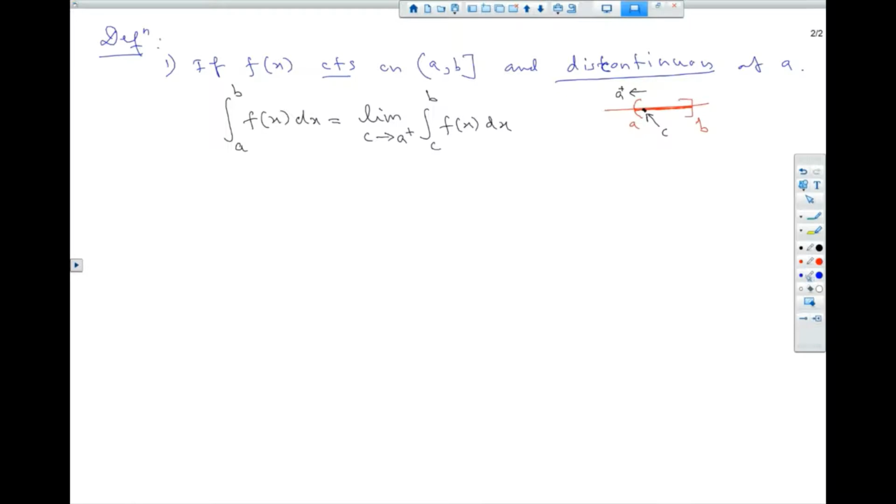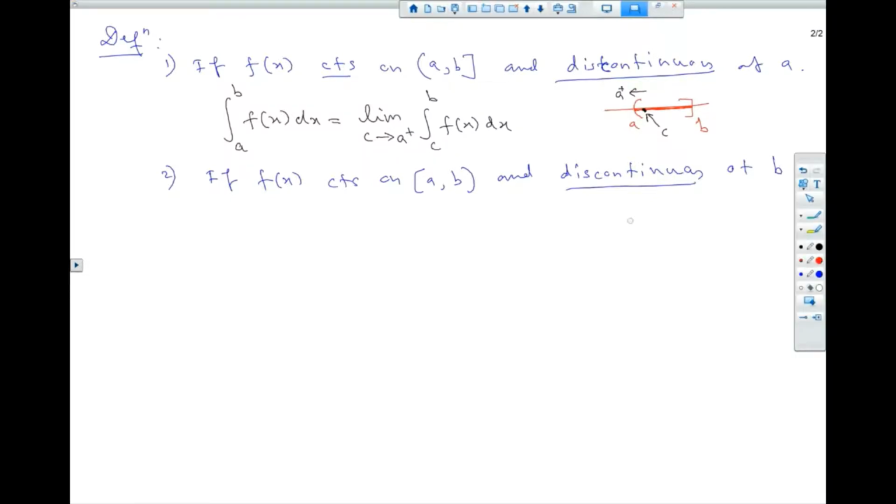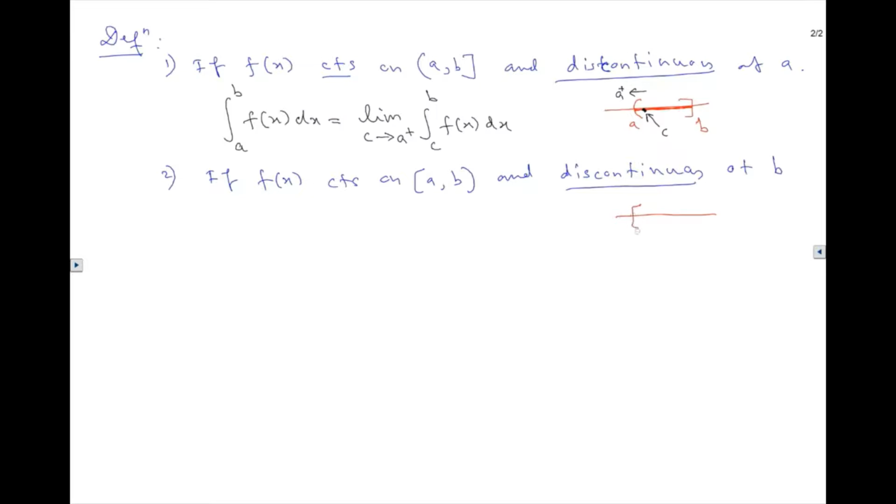Let's look at the second case. The second situation is very similar. If f(x) is continuous on a to b and discontinuous at b, the upper limit, then it's again a similar situation, with the interval a to b now open at b.